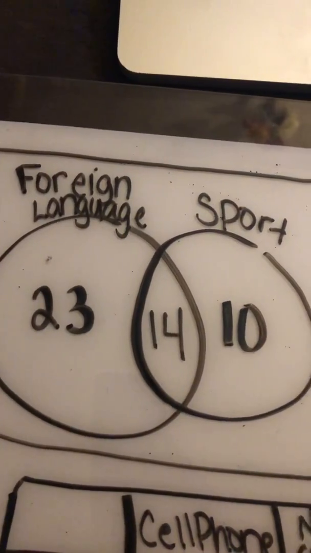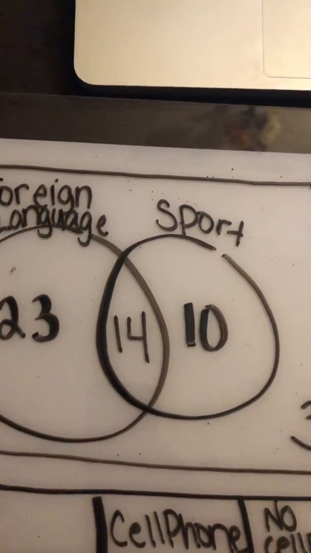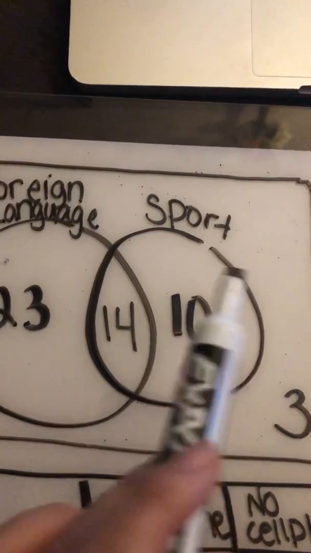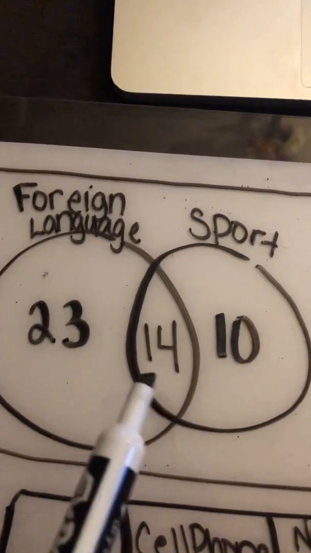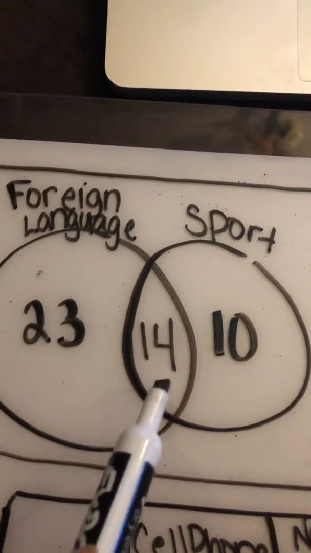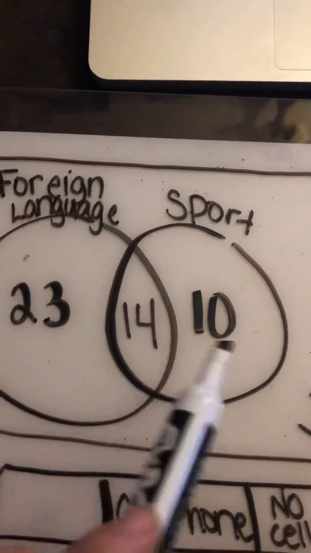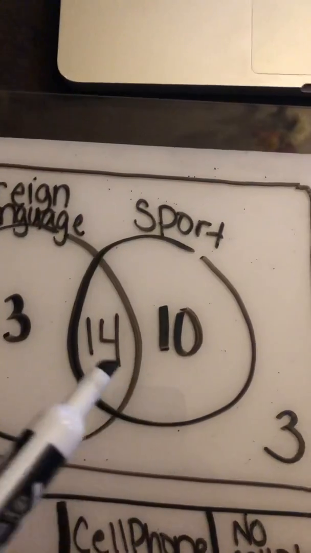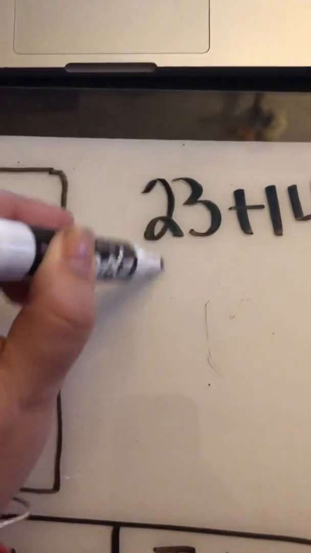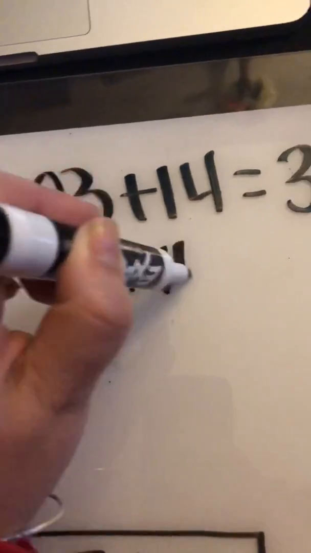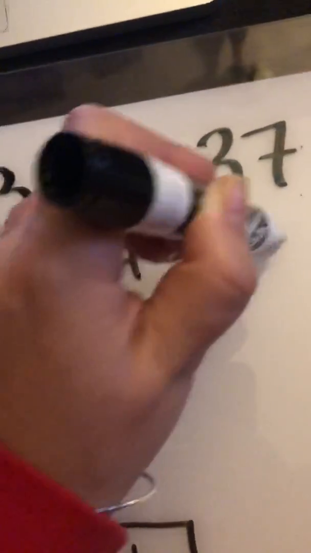Then it says, how many students play a sport? We would do the same thing. 10 is in the sports circle, but the 14 includes students that also play a sport. Yes, they take a foreign language, but they also play a sport. So we add those 2 together to answer how many students play a sport. It would be 10 plus 14, which gives us 24.